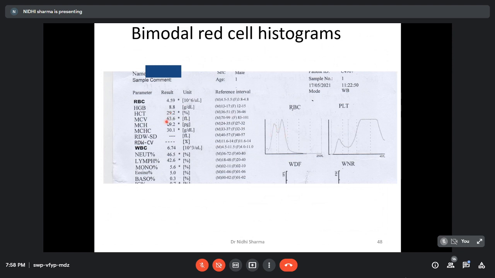But if you just depend upon your indices, which is depicting an MCV of 63.6, you're clearly going to miss this other population unless you really look carefully onto the slide. So just don't depend on the indices alone. Try to look at what the histogram is trying to tell you.